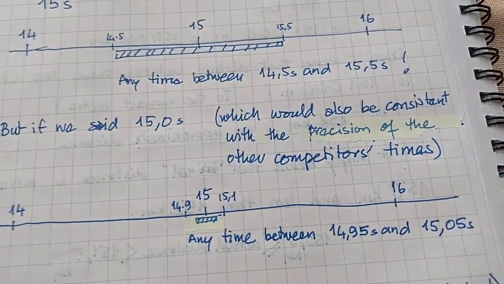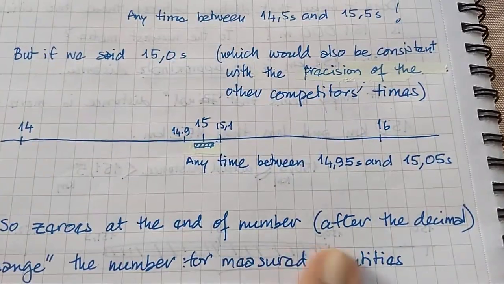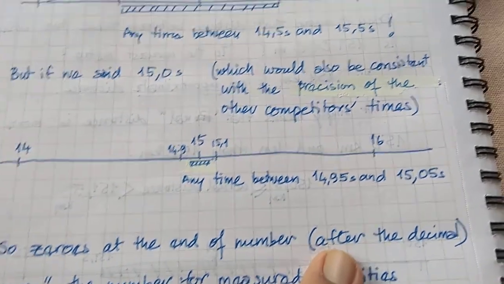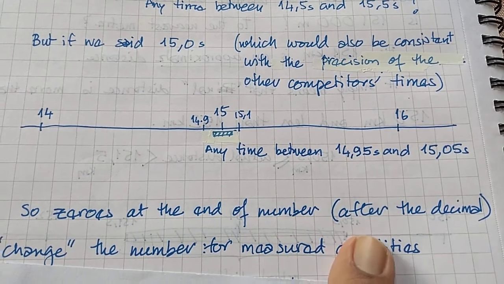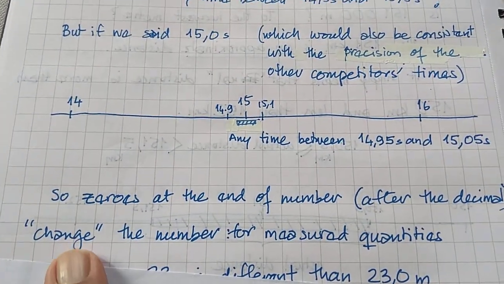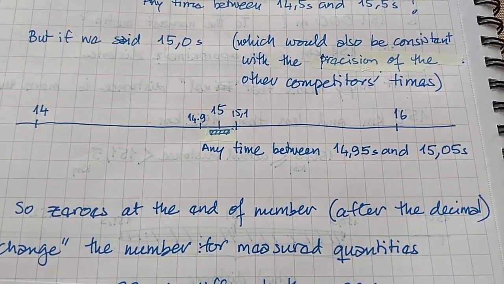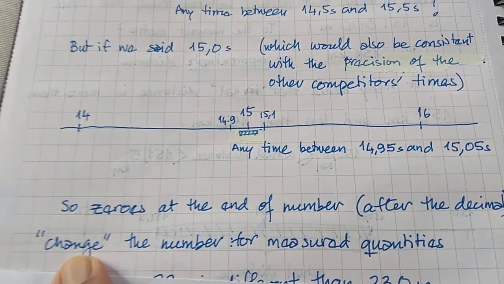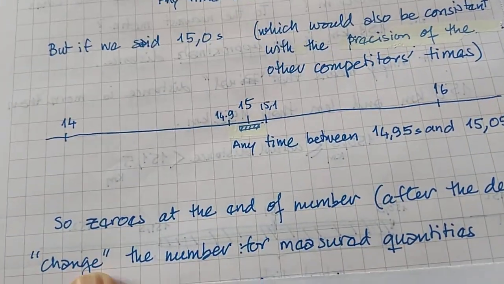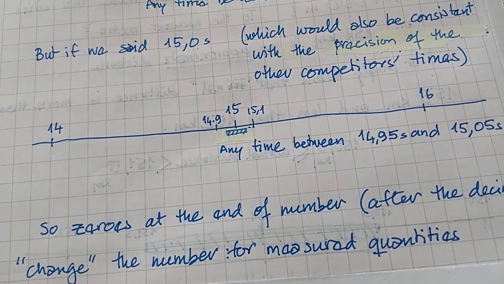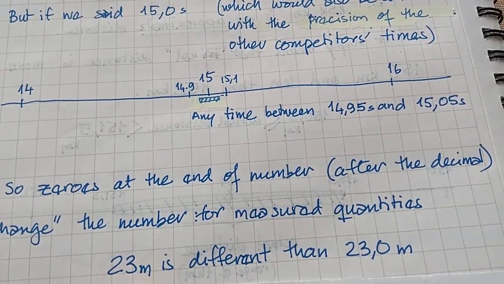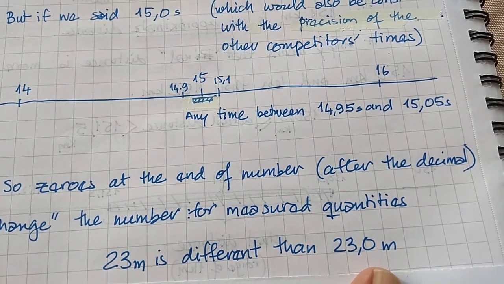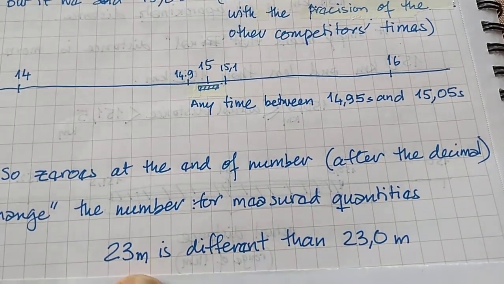So zeros at the end of the number after the decimal, in some cases even before the decimal, but we'll ignore that, change the number for measured quantities. I'm putting "change" because in some ways it doesn't change for calculations, but otherwise it does change. So again, some examples: 23 meters is different than 23.0 meters.